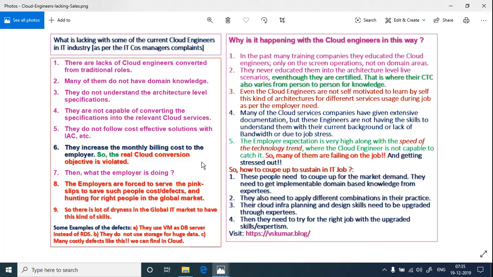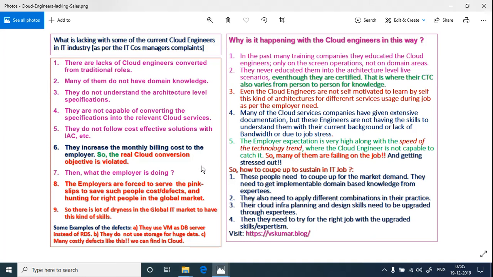If you see any newspapers from the last two years, many organizations, it seems, are spending more than the required budget for the cloud because of a lack of skills augmentation in the projects. Then the employers are forced to serve pink slips to such people, dealing with costly defects and hunting for the right people in the global market.